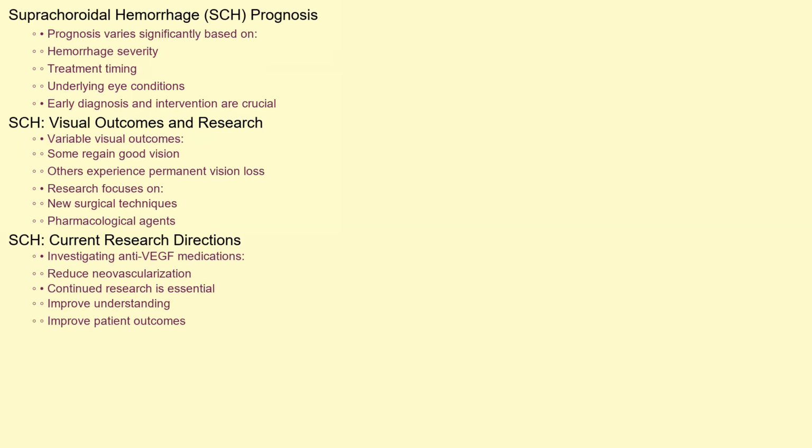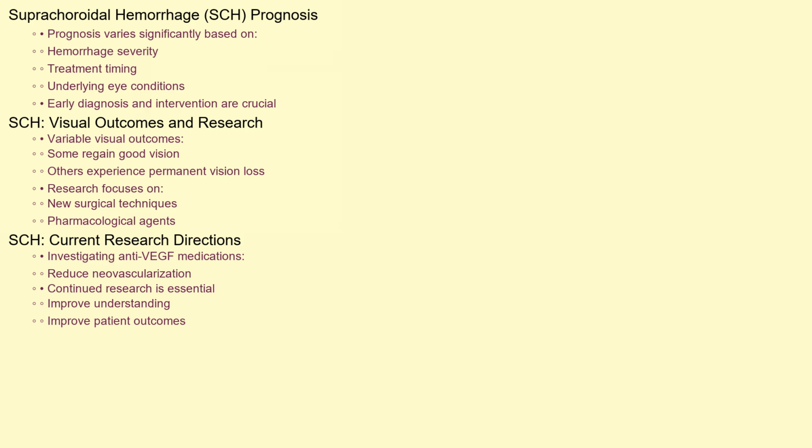The prognosis for suprachoroidal hemorrhage can vary significantly depending on the severity of the hemorrhage, the timing of treatment, and the presence of underlying eye conditions. Early diagnosis and prompt intervention are crucial for maximizing visual recovery. While some patients may regain good vision, others may experience permanent vision loss.